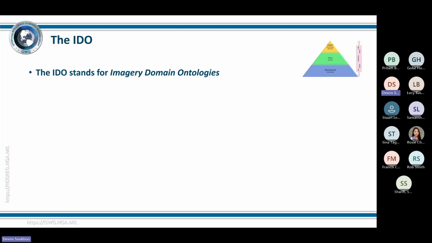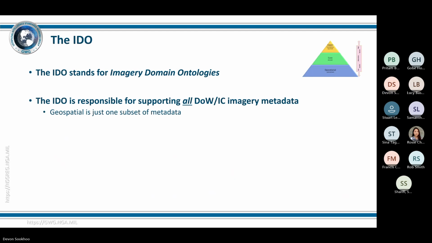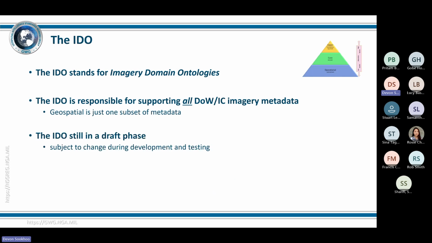And finally, the IDO, the Imagery Domain Ontologies. The domain ontology is the lowest level of abstraction. The IDO is responsible for supporting all types of imagery metadata, so not just geospatial. Geospatial is just one subset of metadata we're trying to support. And the IDO is still in the draft phase, so everything is subject to change, and now is a great time for feedback.